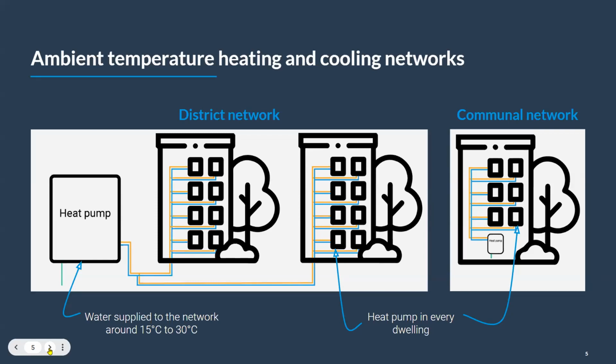When the system is running in heating mode, i.e. the demand is for heat and not for cooling, the heat pump in the dwelling tops up this heat from the central source to a usable temperature that's either for space heating or domestic hot water.